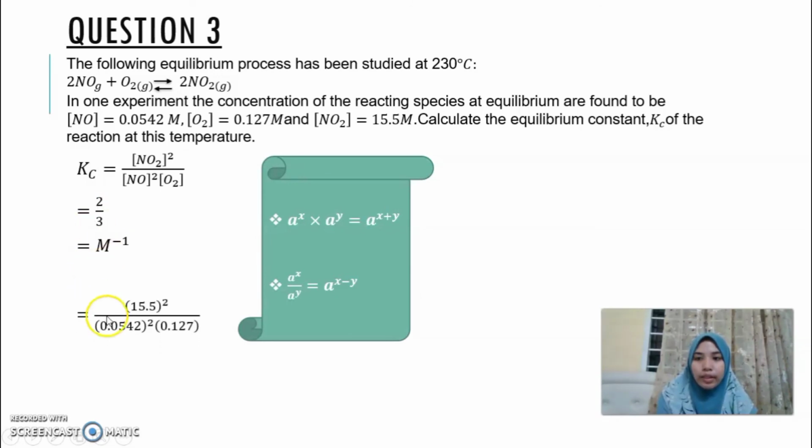Okay, to find the value of Kc, we just need to substitute back all the given information into the formula, and we will get 6.44 times 10 to the power of 5 M to the power of negative 1.